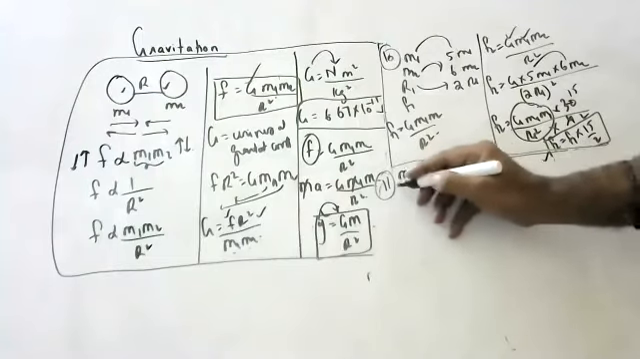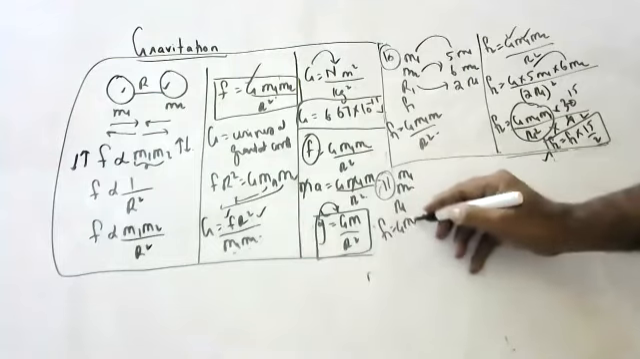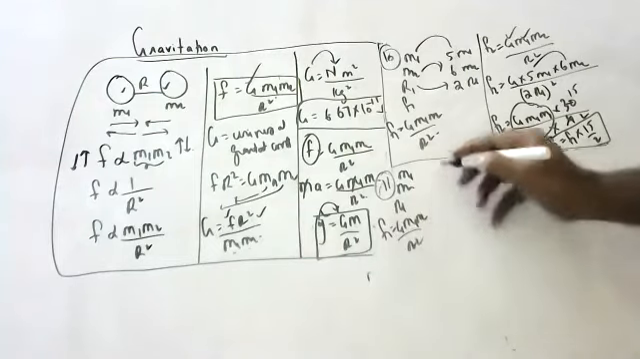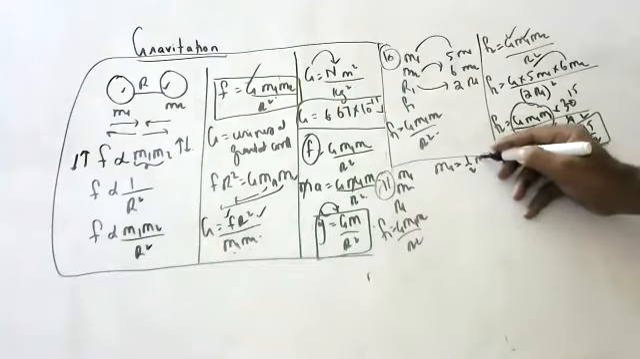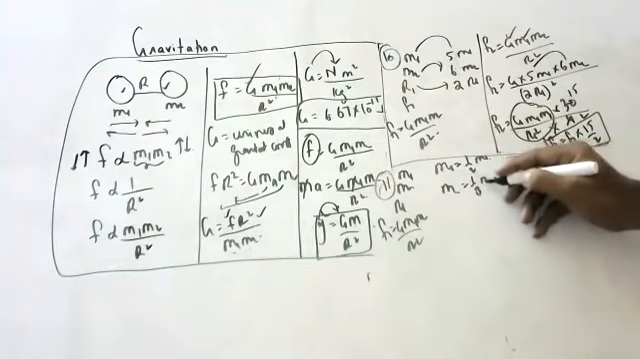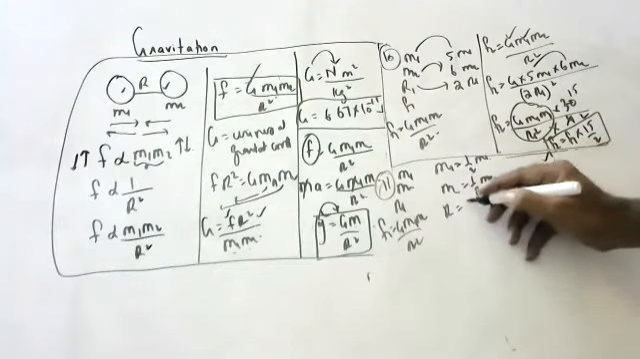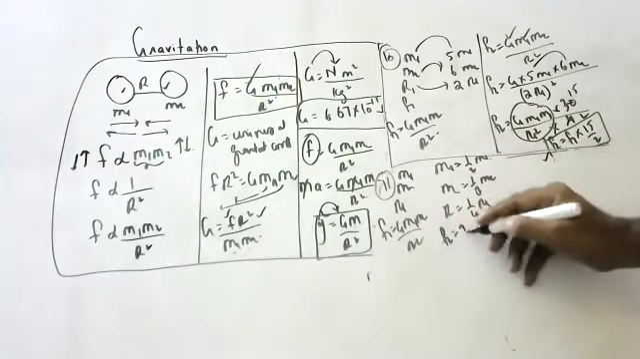Original masses are m1, m2, radius r1, and the formula is G m1 m2 by r square, you know. Now one mass is made half of the original. The other is made 1/3 of the original. The radius is made 1/4 of the original. What will be the new force? Who will tell?